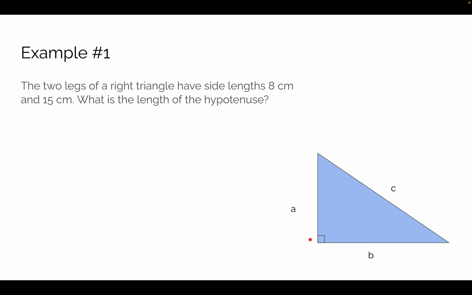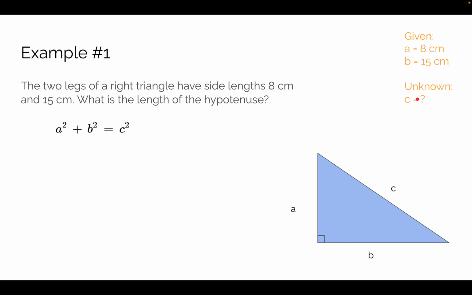Because they look very similar in size, I'm just going to call side length A 8 centimeters and side length B 15 centimeters. Because it's asking for the length of the hypotenuse, we're solving for this side length here, since it's not given to us. Let's write that down: side length A is 8 centimeters, side length B is 15 centimeters, and we're solving for side length C. In order to solve this, let's bring in the Pythagorean theorem.